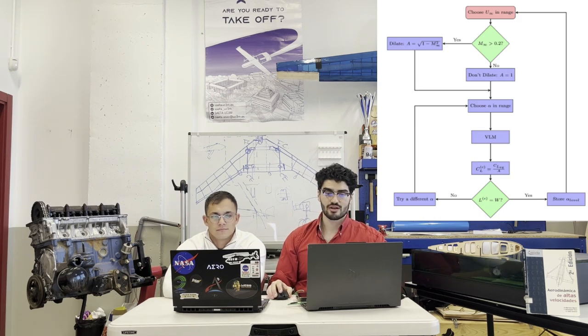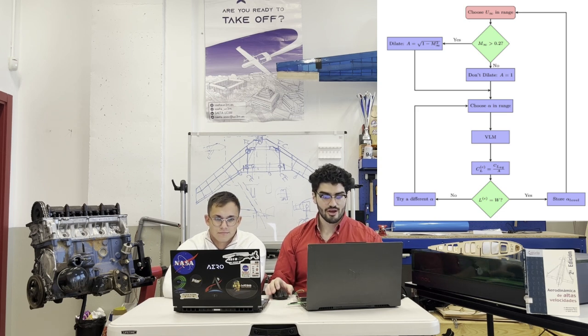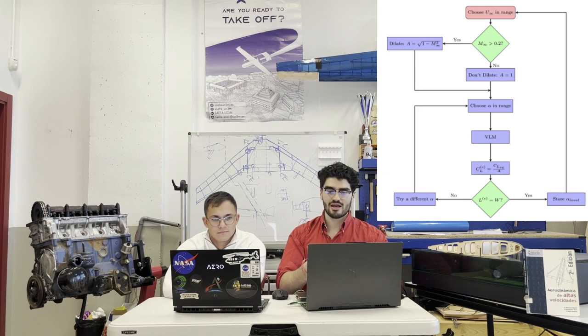As you can see here on the screen, the Prandtl-Glauert compressibility correction was only applied when the Mach number was larger than 0.2. After that, we used a very simple method to iterate VLM in order to get both the CL distribution and the steady level flight angle of attack. Now, let's see the CL versus alpha for different Mach numbers.